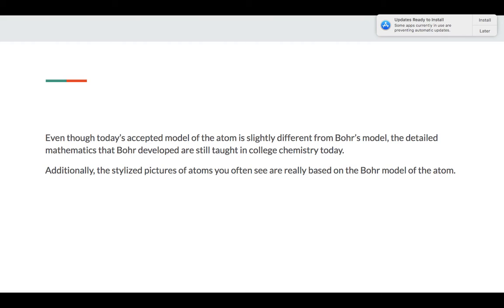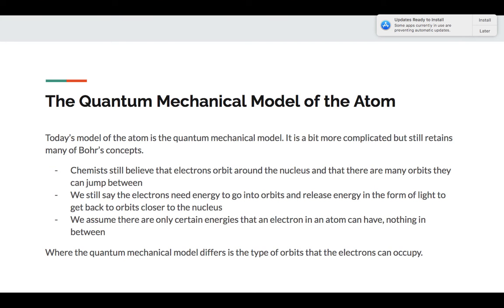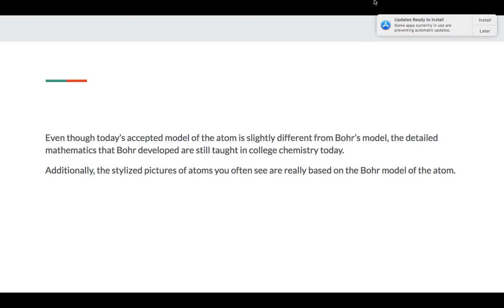All right, and that's all we're going to talk about today. Tomorrow we're going to talk about the quantum mechanical model of the atom. So we'll see you then.